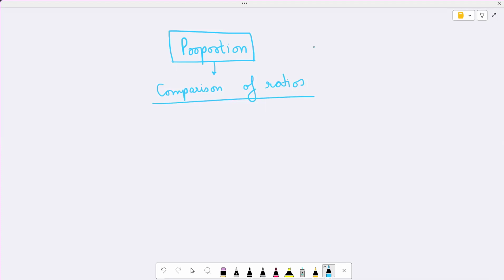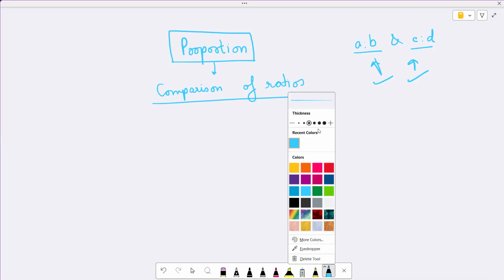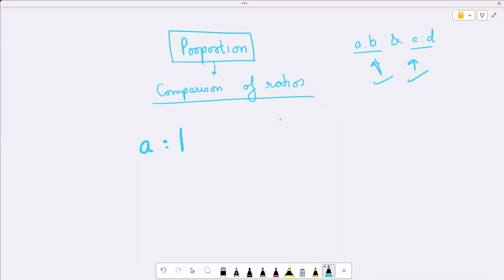which means that if there are two given ratios, for example, A ratio B and C ratio D, these are two ratios. So I will be comparing these two ratios. How will I compare? The way we write them is A ratio B. This is the sign of proportion. And then I will write C ratio D.